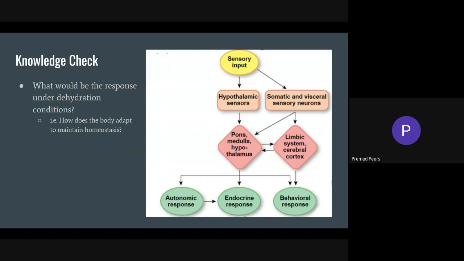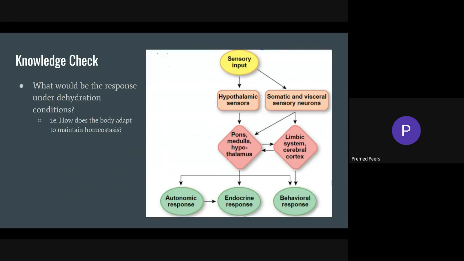So yeah, behavioral response. In this specific situation for dehydration, with osmolarity increasing and all that, your hypothalamus will trigger thirst. And so your behavioral response is drinking water. So yeah, stay hydrated. And then autonomic response. This one maybe is a little less obvious. I mentioned before how your body needs to maintain not only osmolarity, but blood pressure.